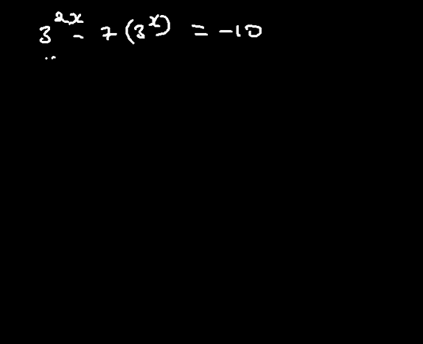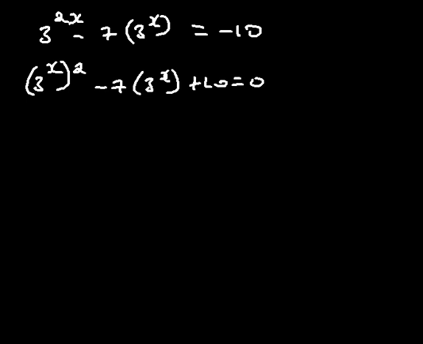So first thing, we should reduce this to a quadratic equation, in the sense that we have it as (3 to the power x) squared, minus 7 times 3 to the power x, plus 10, which is equal to 0. Then we let 3 to the power x be given as m. So at this point we have m squared minus 7m plus 10 equal to 0.